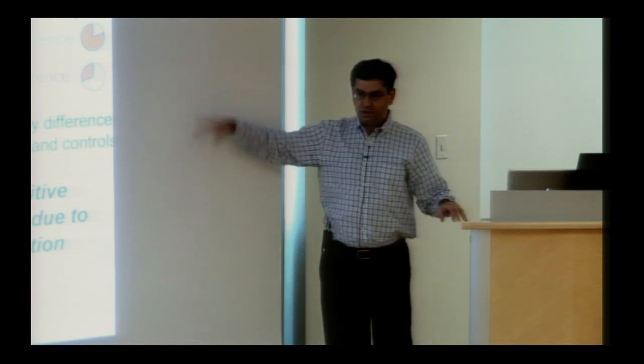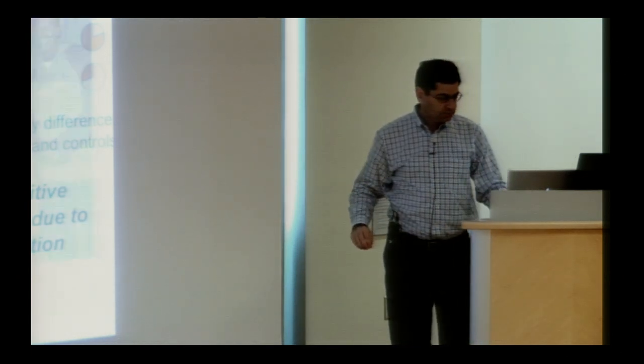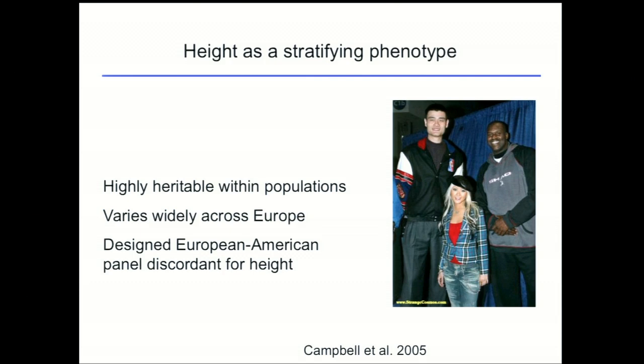I'll describe what's been developed and how well it does. Just to give the classic example of this, height is one of the things we study. It's highly heritable within populations, but height actually varies widely across Europe. And in fact, we now know that this is due in part to genetic differences at variants that have different allele frequencies in Europe, probably due to recent selection. You can find it in Nature Genetics for those who are interested.